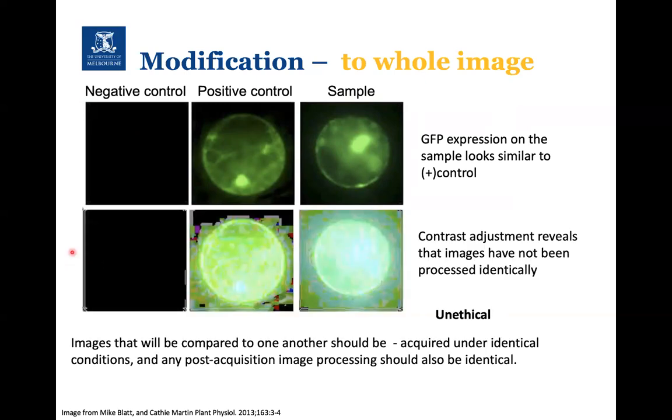Again, if we do a contrast adjustment, it seems like our negative control is a completely black image. I would suggest that you would never get a completely black image out of a microscope. You always have some form of noise or something going on in the background. Again, their positive control seems to have a very different background level to their sample, which suggests either they've been acquired differently or they've been post-processed differently as well. So again, probably very unethical. Images that are compared should be either acquired under identical conditions and also post-processed identically as well.